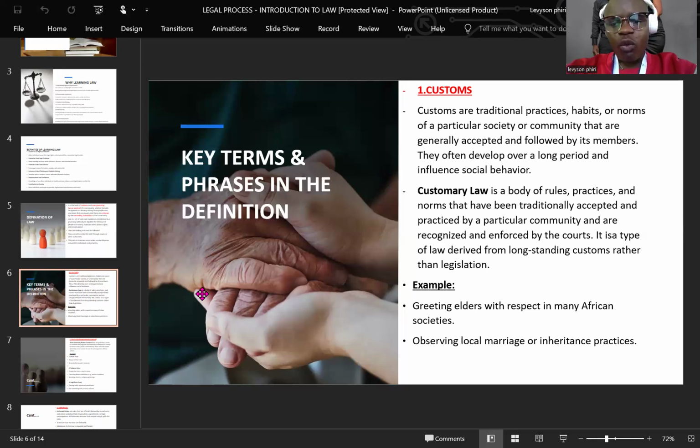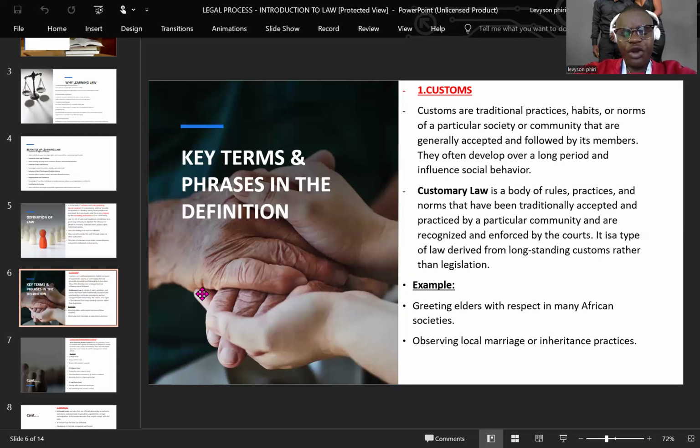No wonder when we go into the customary law, remember this is just summarized, but there is a full set of notes on customary law. So when we say customary law, it's a body of rules, practices, and norms that have been traditionally accepted and recognized and enforced by the court. It is a type of law derived from long-standing customs rather than legislation.